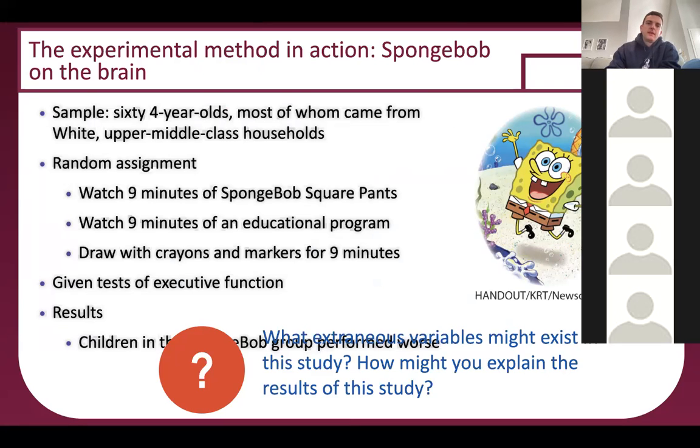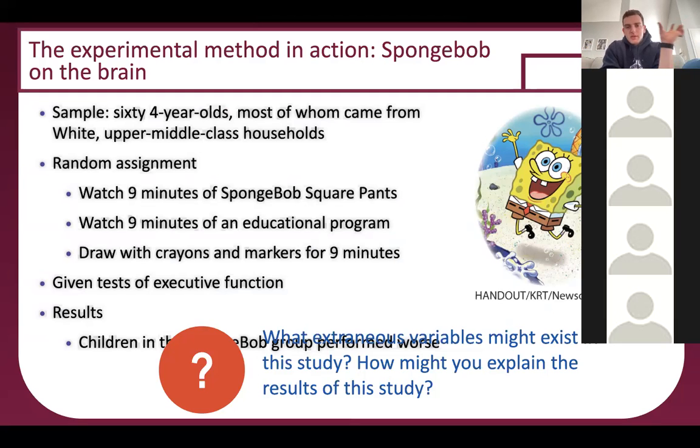Okay, so we had 64 four-year-olds, most of whom came from white upper middle class households. So we've got our sample here. Random assignment, so they got put in groups randomly. So good objective measure there.